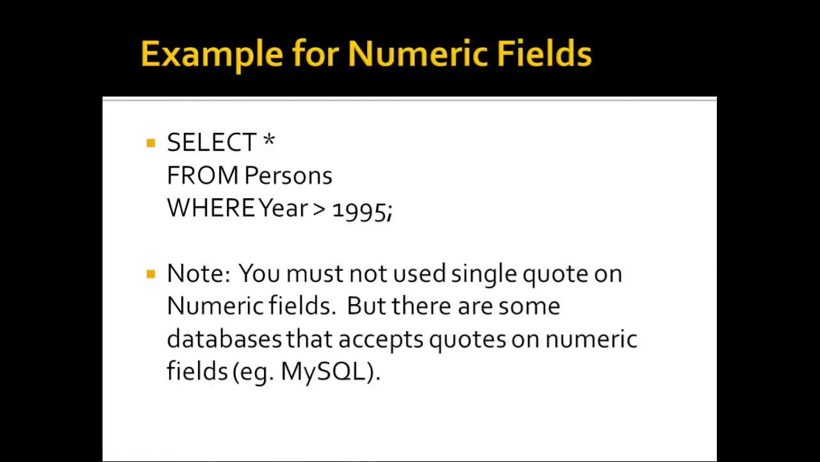So here's another example for numeric fields. SELECT asterisk FROM persons WHERE year is greater than 1995. Note, you must not use single quotes on numeric fields. As I said a while ago, there are some databases that accept quotes on numeric fields, like MySQL. So in this example, only the records where the year is higher than 1995, so 1996 up to the present, will be included in the result set.